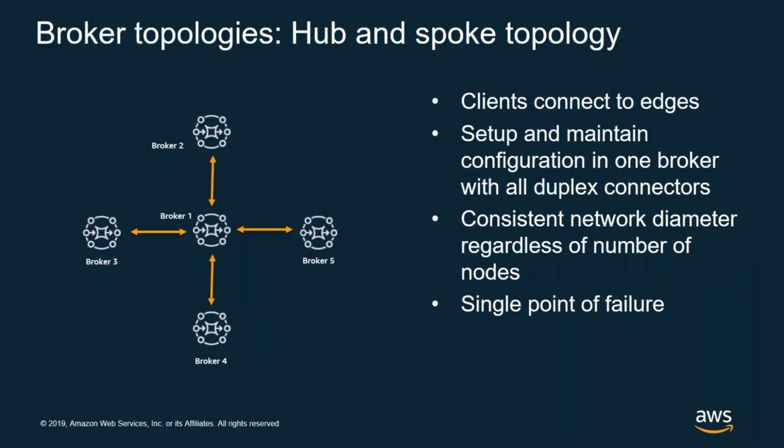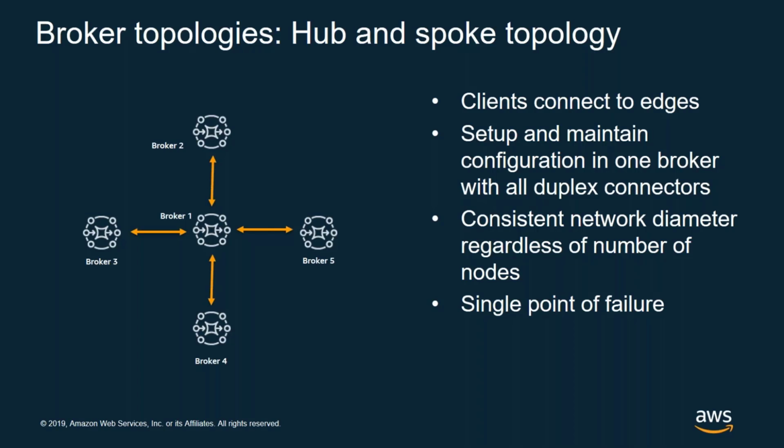Here, each connector is duplex and the clients connect at the edges. This is an architecture where everything can be set up in the hub with no configuration required in the spoke. So typically, because of this, the hub has many network connections, and this has to be the most robust and performant broker. This is where you really have to focus your maintenance.